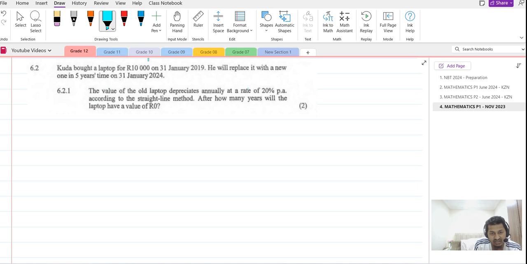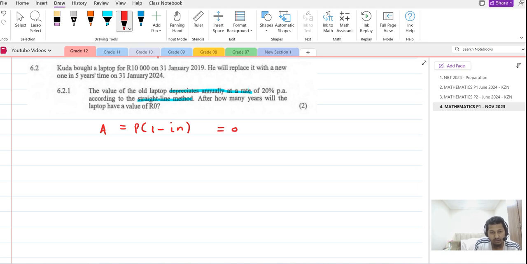Depreciates according to a straight line method. So that's basically depreciation on cost. So A equals P into 1 minus in, right? And we know the accumulated value needs to be 0, right? It needs to have a scrap value of 0.